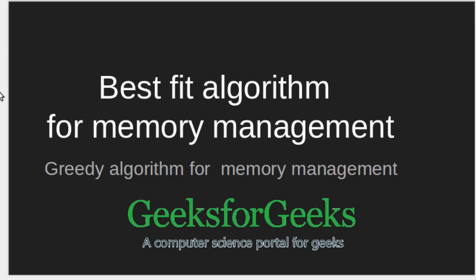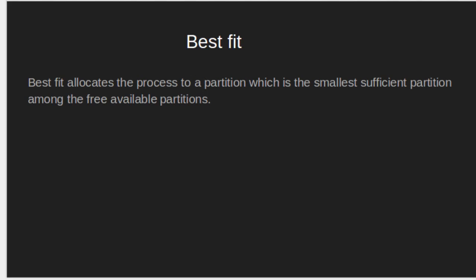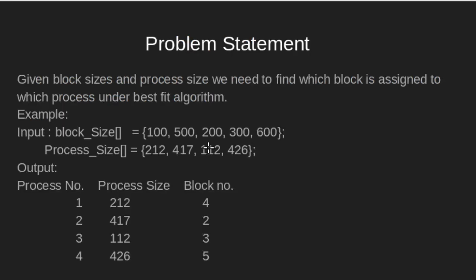Today we are going to learn the best fit algorithm for memory management. What is best fit? Best fit allocates the process to a partition which is the smallest sufficient partition among the free available partitions. Problem statement: given block sizes and process sizes, we need to find which block is assigned to which process under the best fit algorithm.